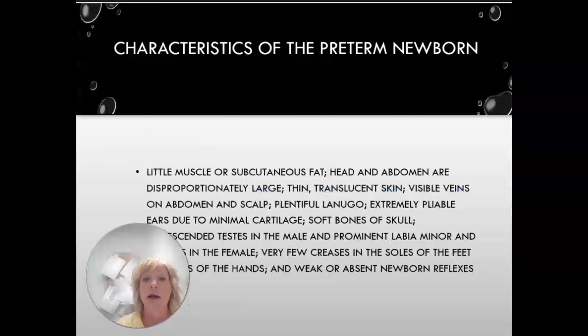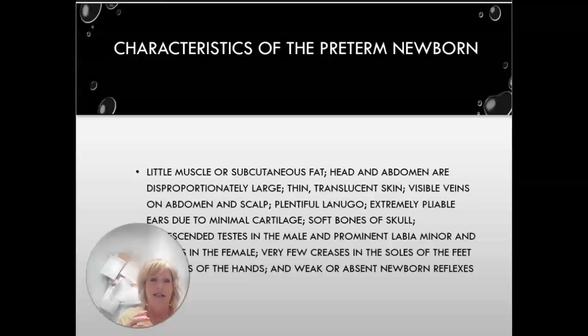So what's a preterm baby going to look like? Here's what you need to know about a preterm baby. Our preterm babies are going to be little scrawny looking little things. They kind of look like tiny little rats. And they don't have any muscle. They don't have any subcutaneous tissue. Their head and abdomen are very disproportionately large, so their abdomen's going to be real big. Their skin is going to be super, super thin, almost translucent. You'll be able to see the little veins in their skin. They're going to have tons of lanugo.